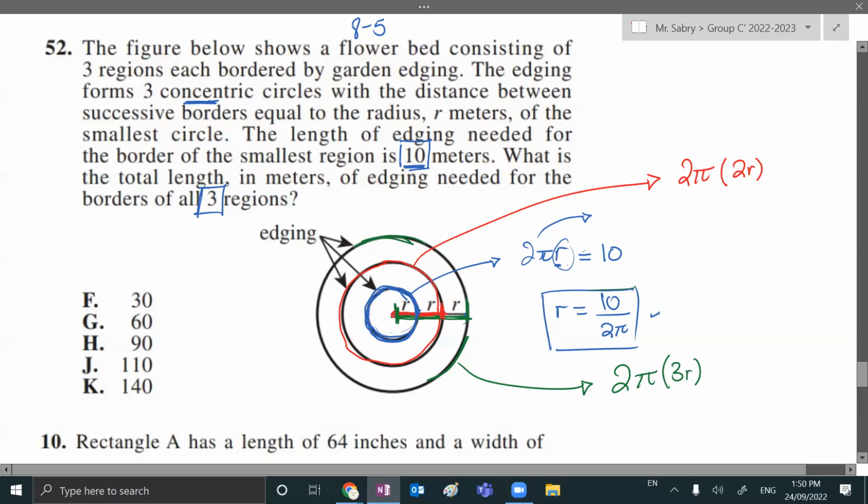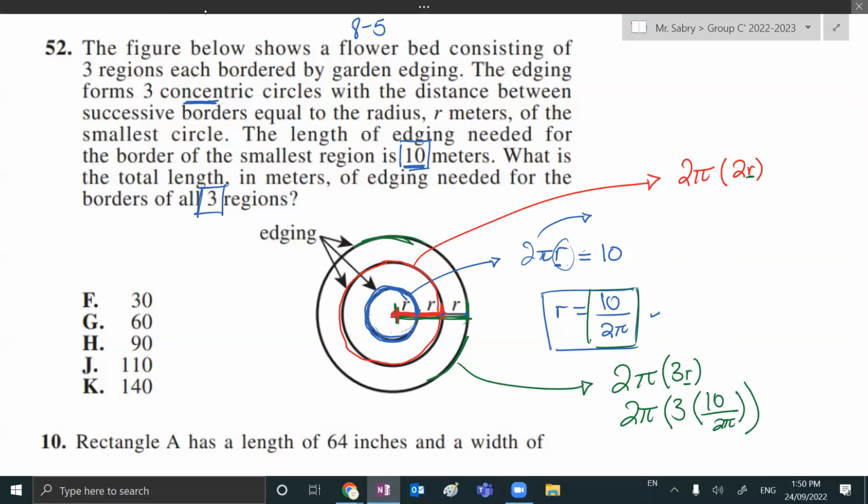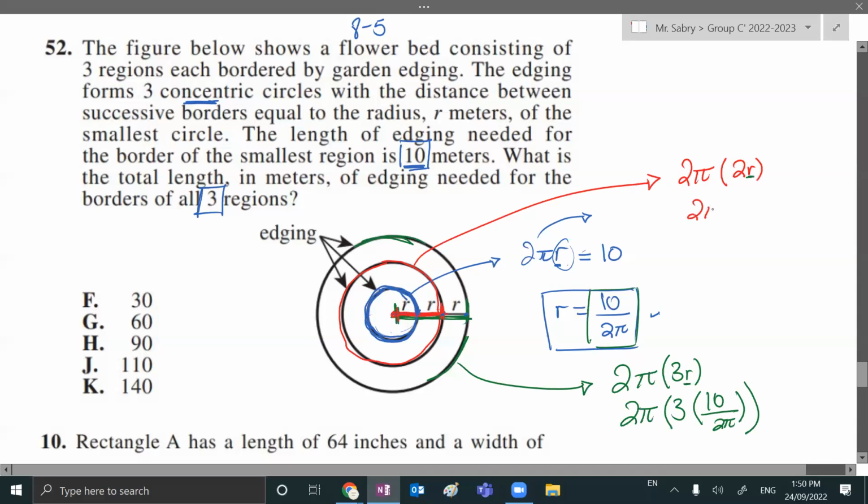I already have the value of r, so all I'll do on the calculator is substitute each r with 10 over 2 pi, then add all these answers together. So here I'm supposed to go for 2 pi times 3, and instead of r I'll put 10 over 2 pi. Here in the red one I'll put 2 pi times 2, and instead of r I'll put 10 over 2 pi.